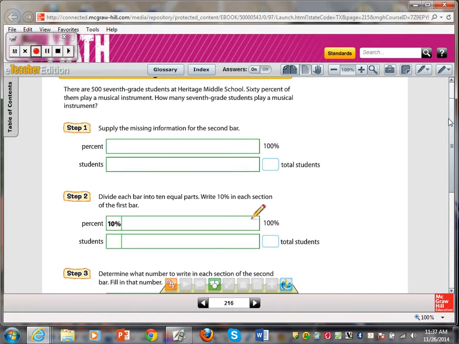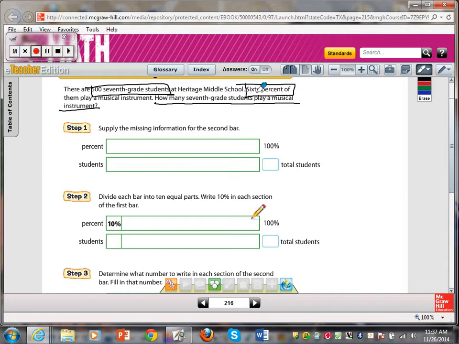Answer activity 2. There are 500 7th grade students at Heritage Middle School. 60% of them play a musical instrument. How many 7th grade students play a musical instrument? Well, they tell us basically the answer, but not really.